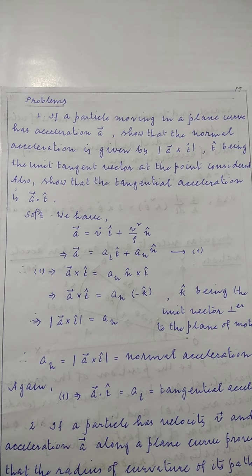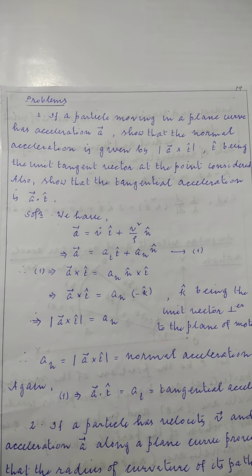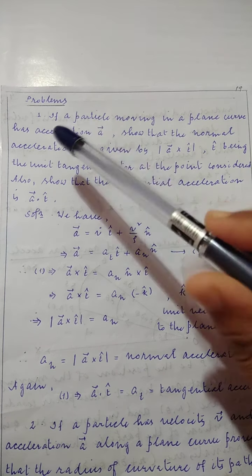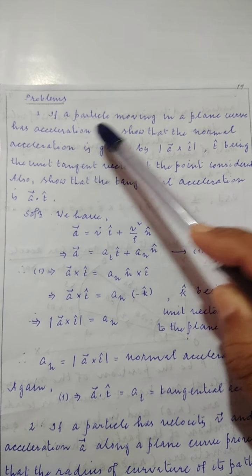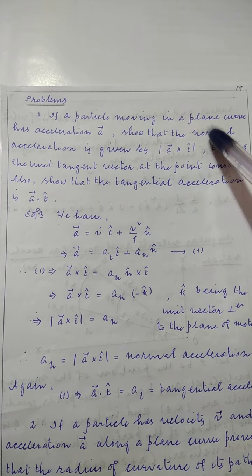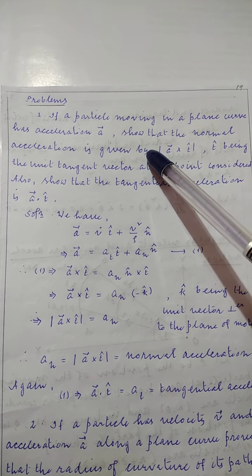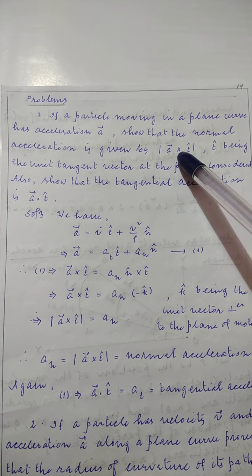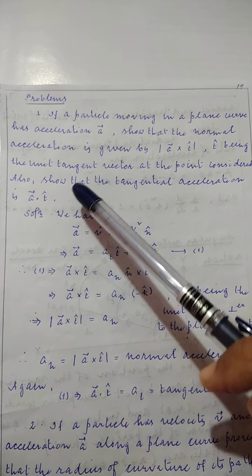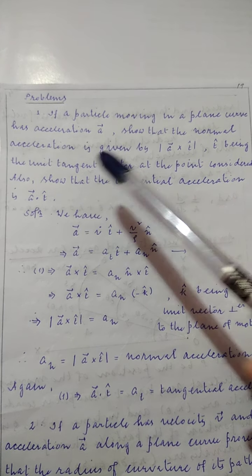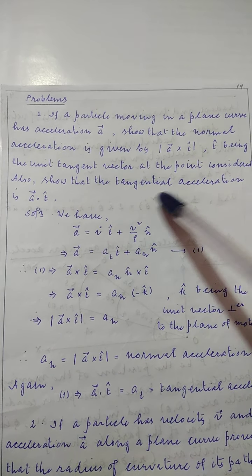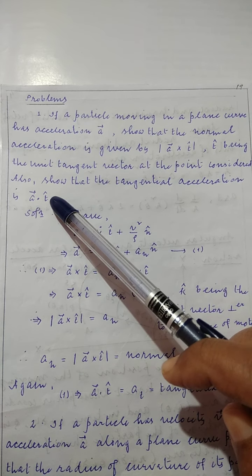So today we are going to solve a few problems based on components of velocity and acceleration along tangential and normal direction. So let's start with the first problem. If a particle moving in a plane curve has acceleration a, show that the normal acceleration is given by the magnitude of vector a cross t cap, t cap being the unit tangent vector at the point considered. Also show that the tangential acceleration is vector a dot t cap.